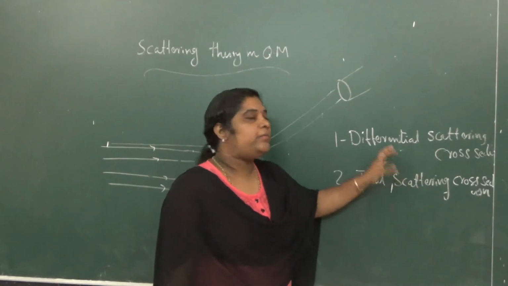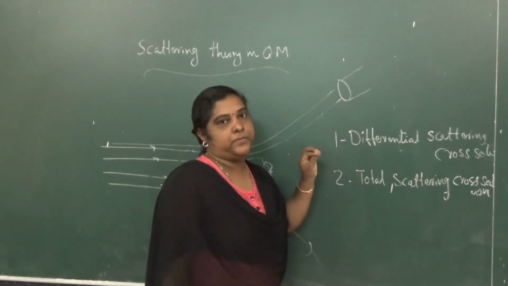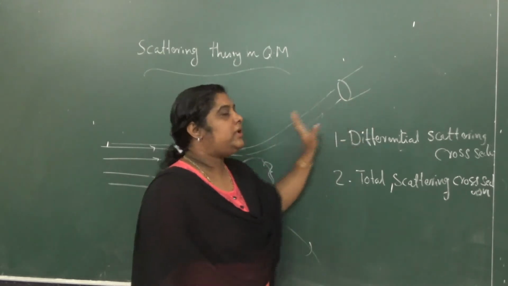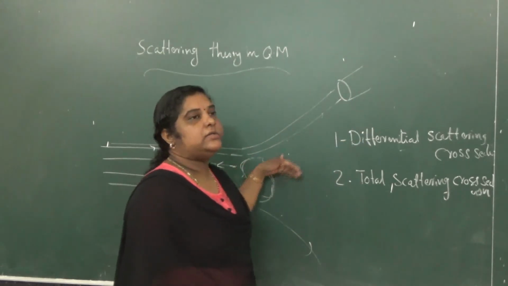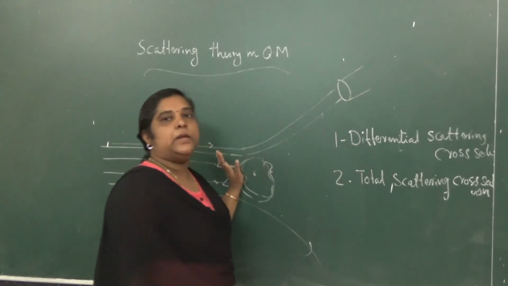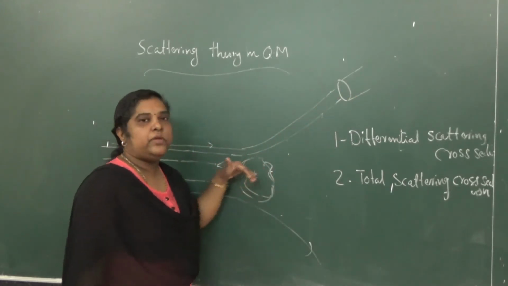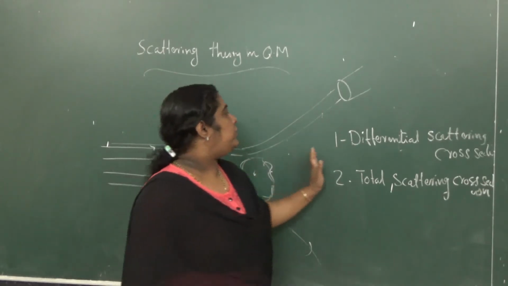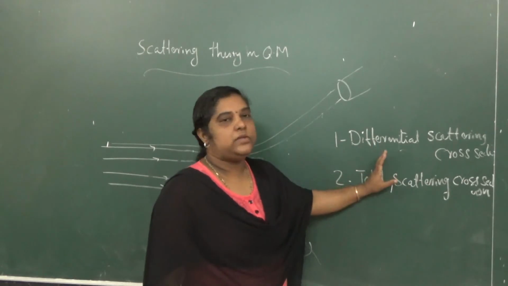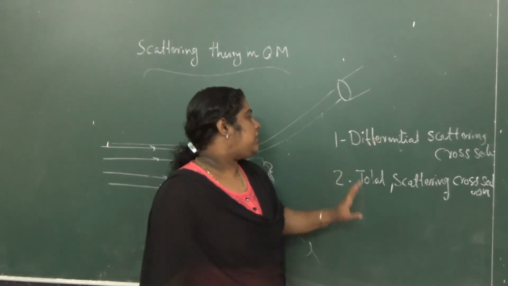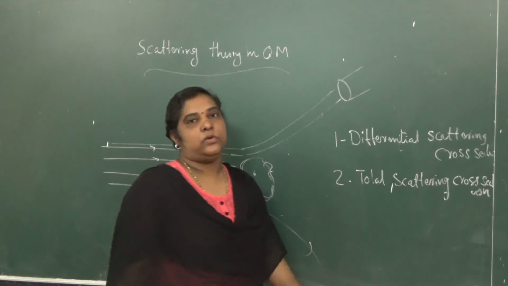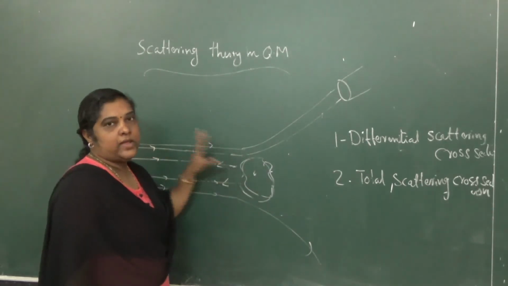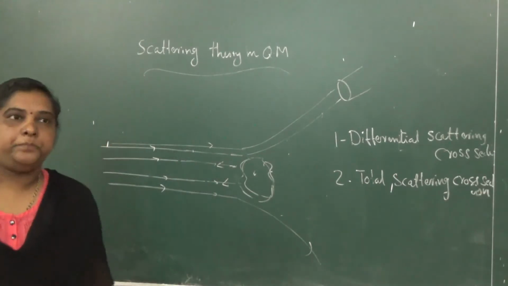So we have to find out the formulas for the differential scattering cross section and total scattering cross section. In the next session we are going to derive and see what the differential scattering cross section and total scattering cross section are. So we have to analyze our scattering experiment.